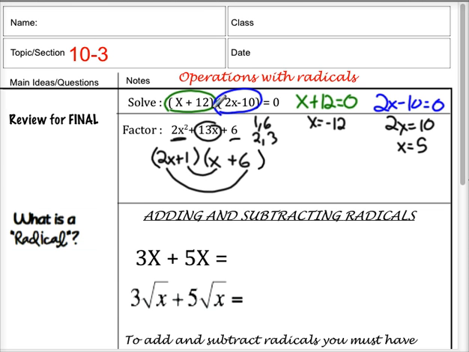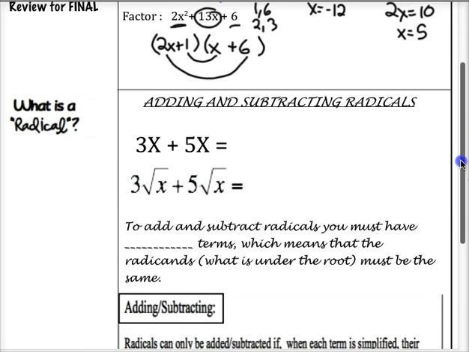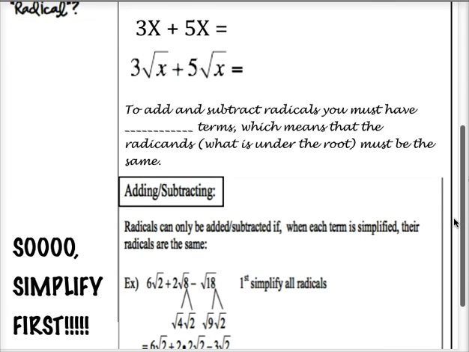Now, I want us to look at adding radicals today. So, in adding radicals, think of it like combining like terms. So 3x plus 5x, well, we know that that is 8x. Well, the same actually holds true, 3 square roots of x plus 5 square roots of x. Well, really, we do the same thing. It's going to be 8 square roots of x. Think of it like counting the square roots of x.